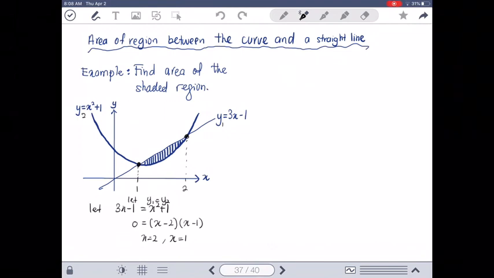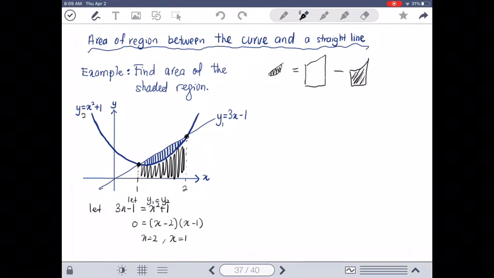The other option that we can do is use the area of a trapezium. If you want to find the area of the shaded region, this is just equal to the area of the trapezium here, minus the area below the curve, which looks like that.